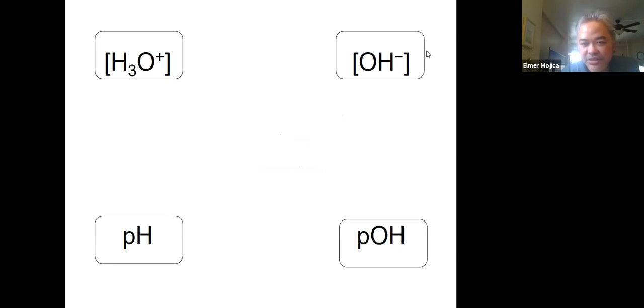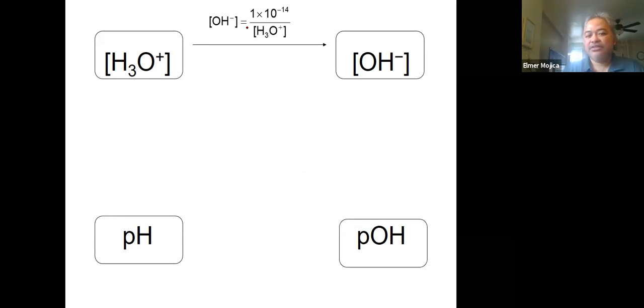this is the thing that you need to know. Once you're given one of them, you should be able to get the other three. Okay? So for instance, how do we go from H3O plus to OH minus? Or how do we go from H3O plus to pH? So usually, we can do it like this.